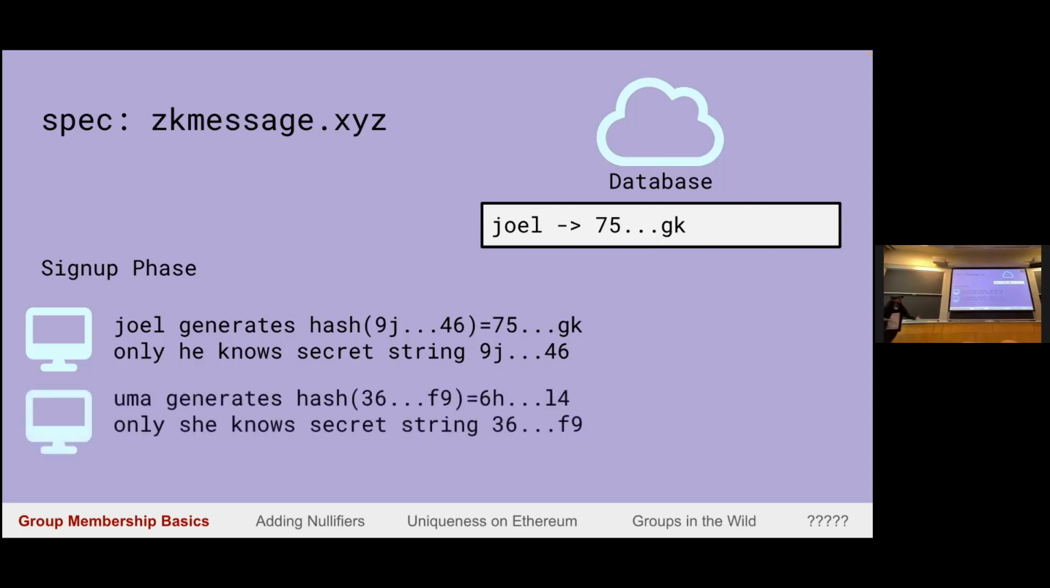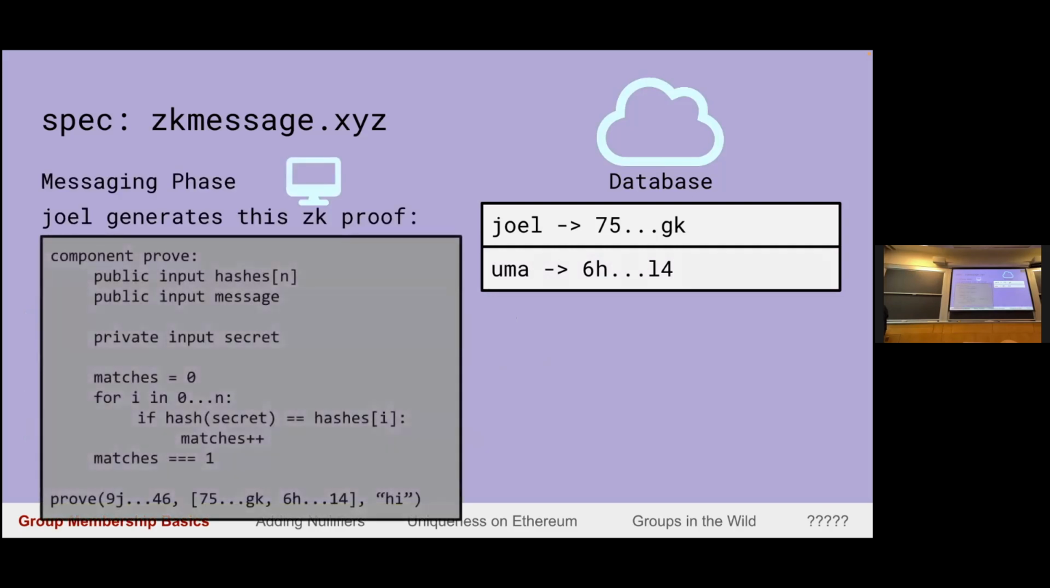And in this example, we'll have one group. So maybe Uma generates her hash and adds it to the database. And in this example, we have one group with Joel and Uma that people are trying to prove membership in. And you could extend this. You could have multiple databases with multiple groups. But for simplicity, we'll consider just one group. So what happens when Joel is trying to send a message?